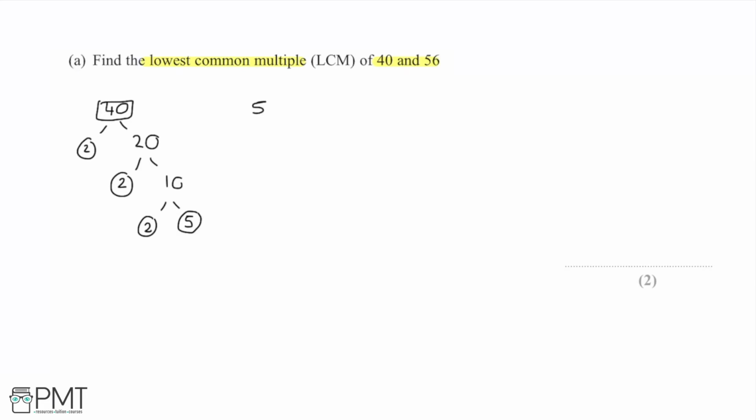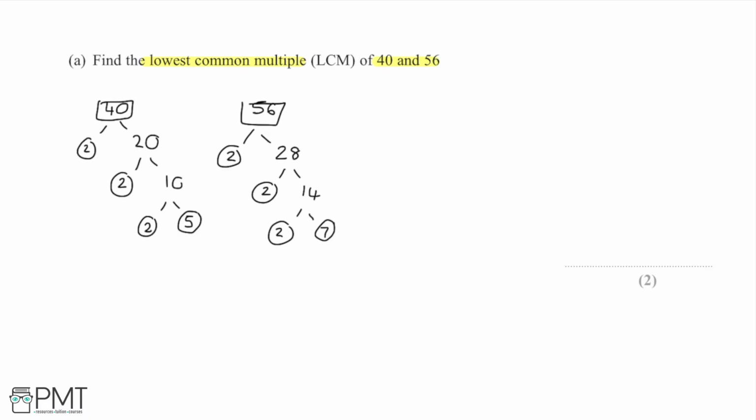And I can do the same for 56. So again, I'll just start with 2 because it's easy to work with, and 56 divided by 2 is 28. Divide that by 2 again because it's even, gives me 14. And I can divide 14 by 2, and that will give me 7, and 7's also prime. So we have found the prime factors of 56 as well.